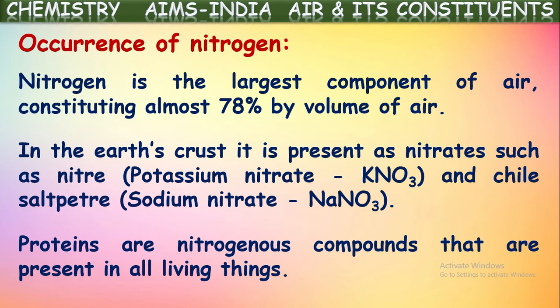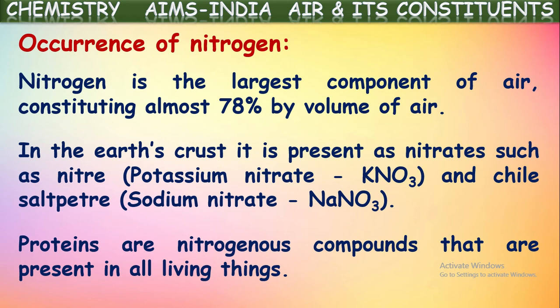Proteins are nitrogenous compounds that are present in all living things. So not only as nitrates in the earth crust, nitrogen is also available in the form of proteins in all living things. As you might have heard in biology, amino acids form proteins, and these proteins are present in almost all living things. These proteins are made up of nitrogenous compounds. The compounds of nitrogen are the basic building blocks of proteins. So in all living things, nitrogen is present in compound form.